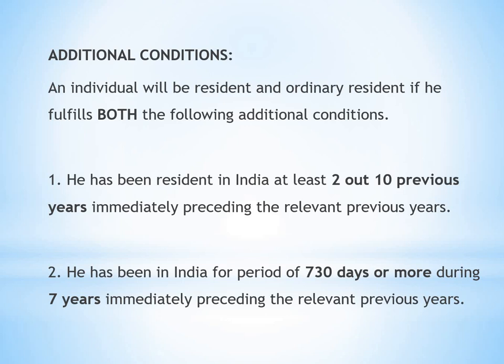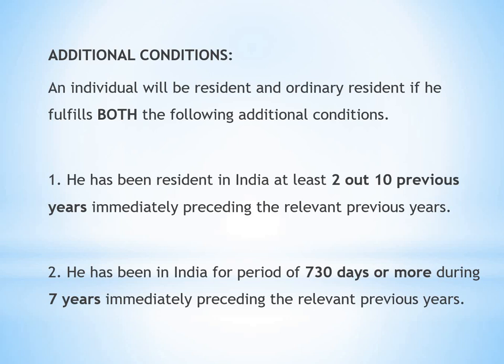But in the additional conditions, to be an ordinary resident or not ordinary resident, we have to fulfill both the conditions. In the second one, he has been in India for a period of 730 days or more during the 7 years immediately preceding the relevant previous year. Out of those 7 years, 730 days or more should be considered. He has to have stayed in India for 730 days. Both the additional conditions should be fulfilled by an individual, and only then will he be considered a resident and ordinary resident of India.